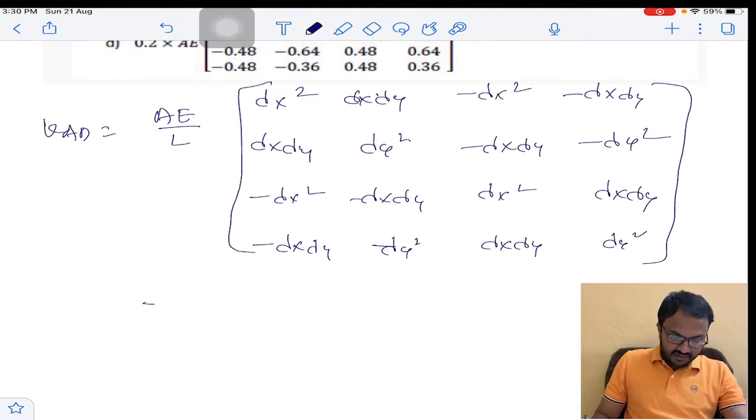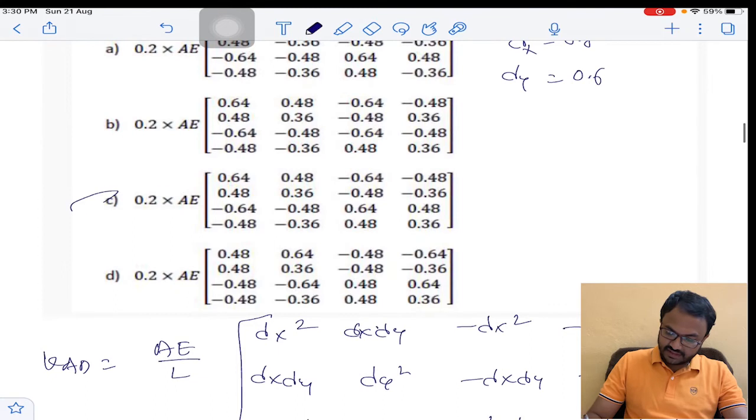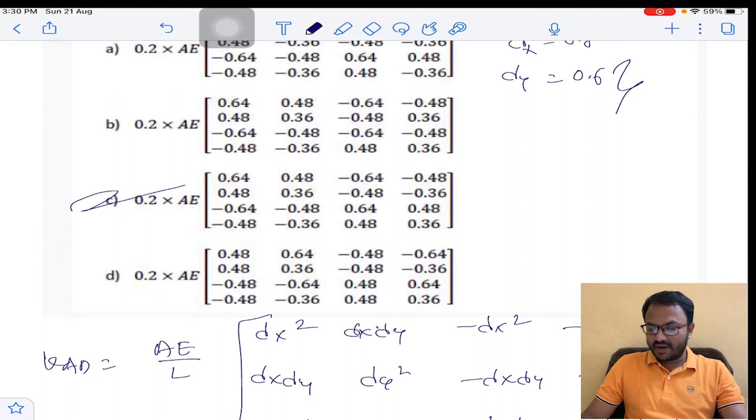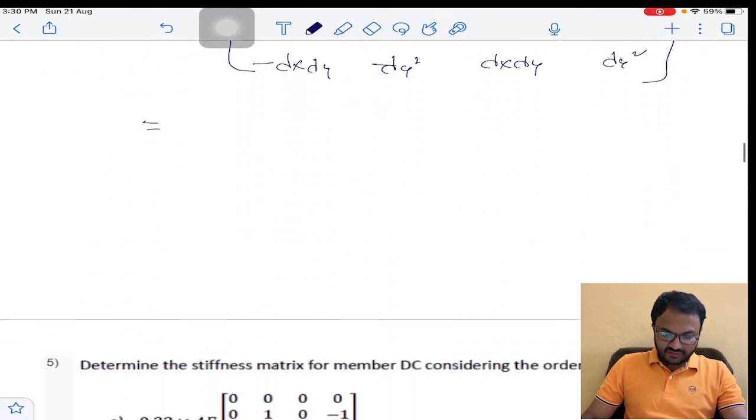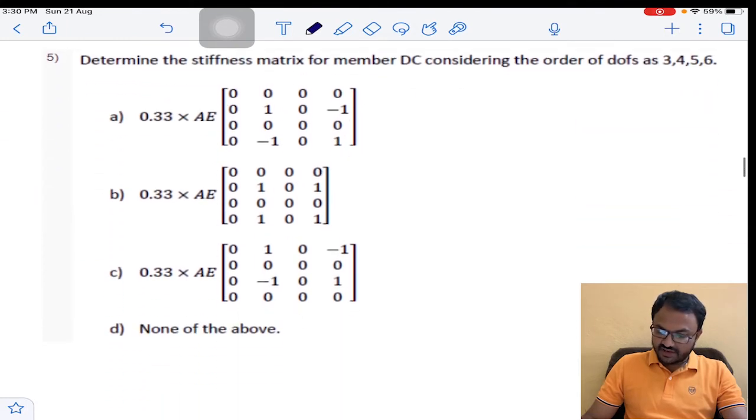So now you will get answer C for question number 4, by substituting lambda x and lambda y that we calculated in the earlier problem. You will get the answer option C for question number 4. Now coming to question number 5. It is also to determine the stiffness matrix.